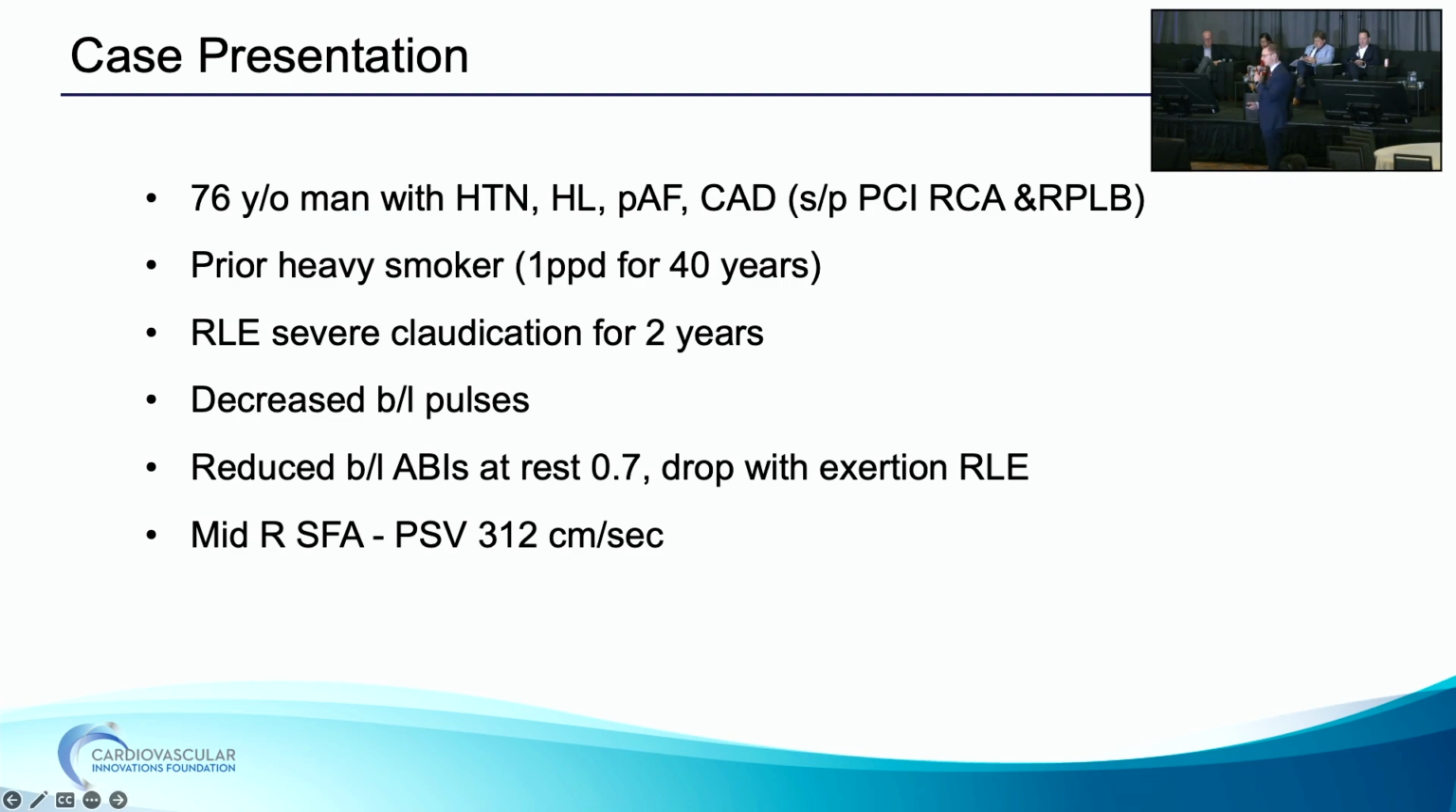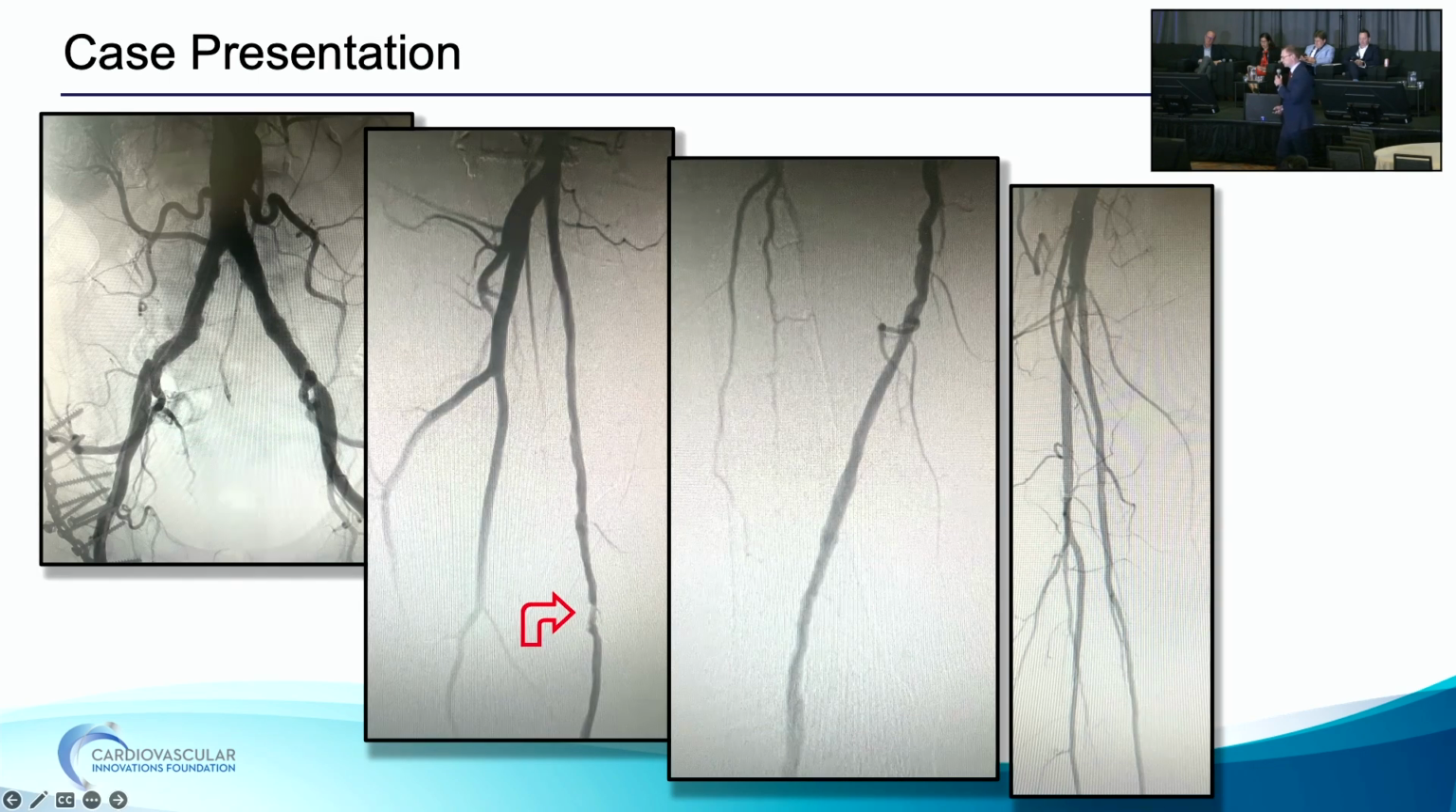On exam had decreased pulses. His ABIs were 0.7 with a drop in ABIs with exertion in the right lower extremity. The velocities were over 300 in the mid-right SFA. So we took him for an angio. You can see he has a small infrarenal abdominal aneurysm, mild iliac disease. The proximal right SFA is mildly diseased.